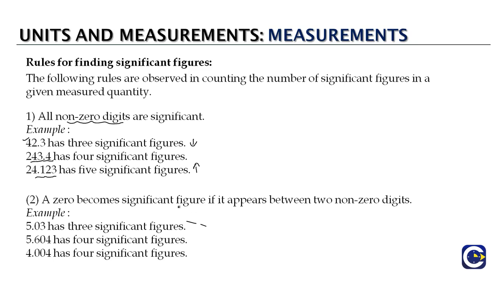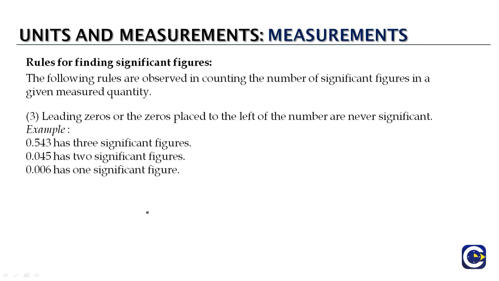The second rule is, if you have 0 which is between two significant figures, then the particular 0 also will be significant. Means if a 0 is appearing between two non-zero digits, like in the case of 5.03, we can see 0 is appearing between 5 and 3. This 0 will be significant. Similarly in 5.604, this 0 also will be significant. In 4.004, both the zeros, because they are between two non-zero digits, both of them will be significant. Thereby the total number of significant figures in 4.004 will be 4. Already both the 4s are significant, and these two zeros are also significant because they are in between two non-zero digits.